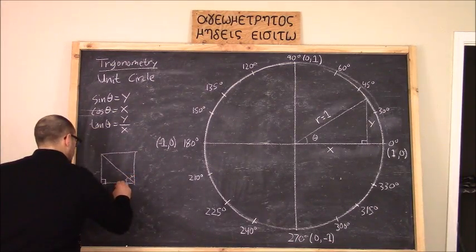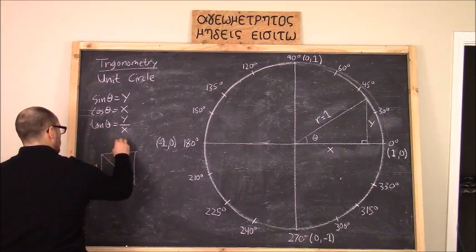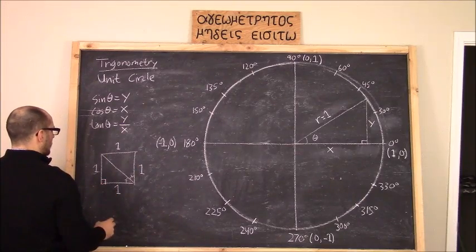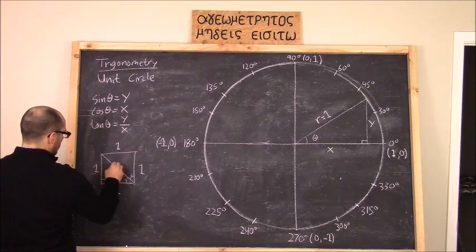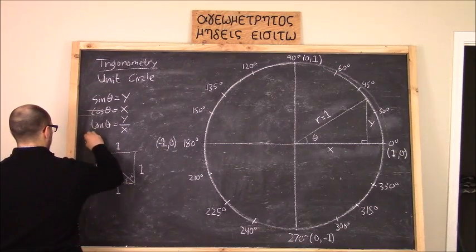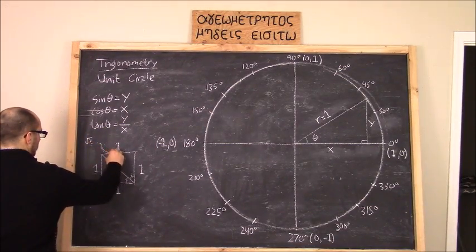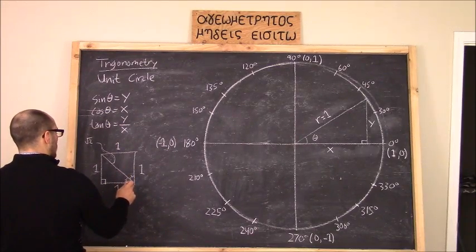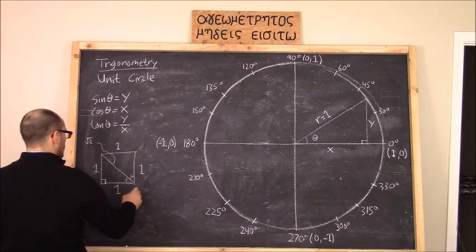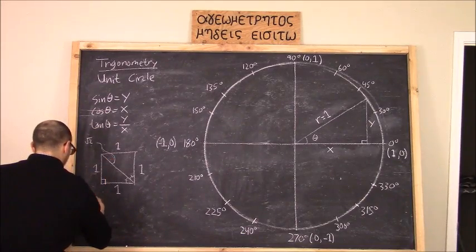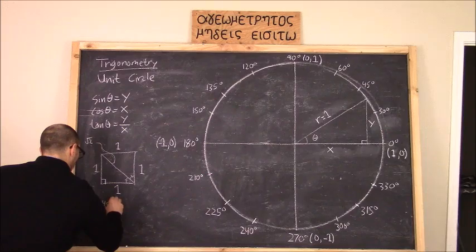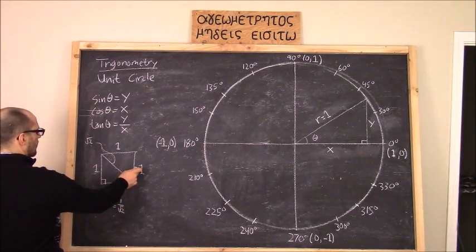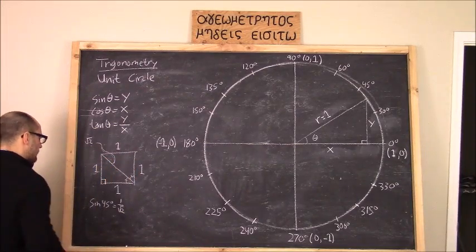If my side length is equal to 1, okay, that means all the sides are equal to 1. By Pythagorean theorem, 1 squared plus 1 squared is 2. So the hypotenuse is going to be the square root of 2. Okay? So what is sine? Opposite over hypotenuse. So sine of 45 is 1 over square root of 2. Same with cosine, adjacent over hypotenuse, 1 over square root of 2.